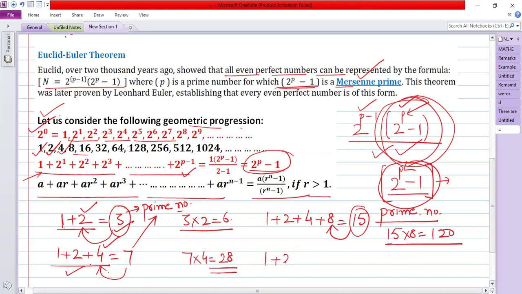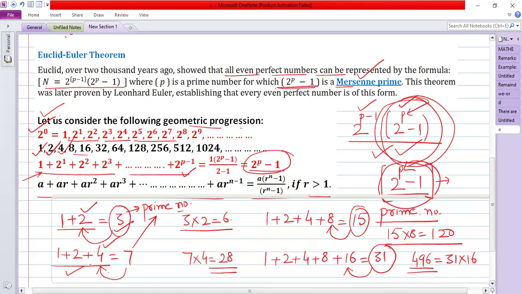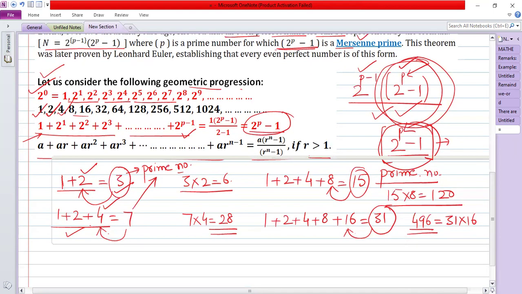So 1 plus 2 plus 4 plus 8 and plus 16, and this is equal to 31. And 31 is a prime number. And 31 into 16, this will give us 496. And 496 is also a perfect number. So here anyone can see that these perfect numbers are following a certain trend. Okay, so just to understand this trend, let's continue this thing.